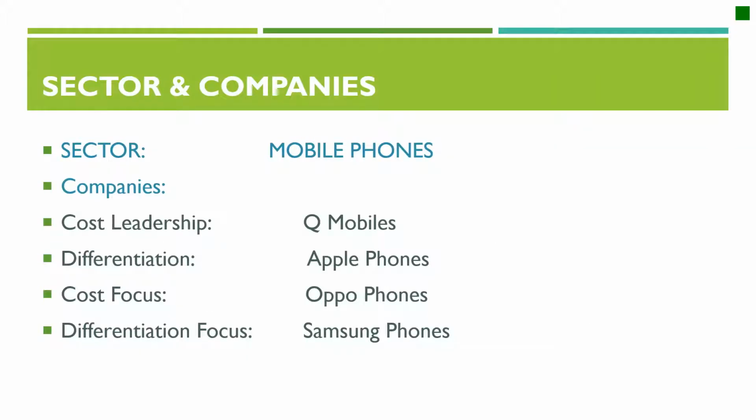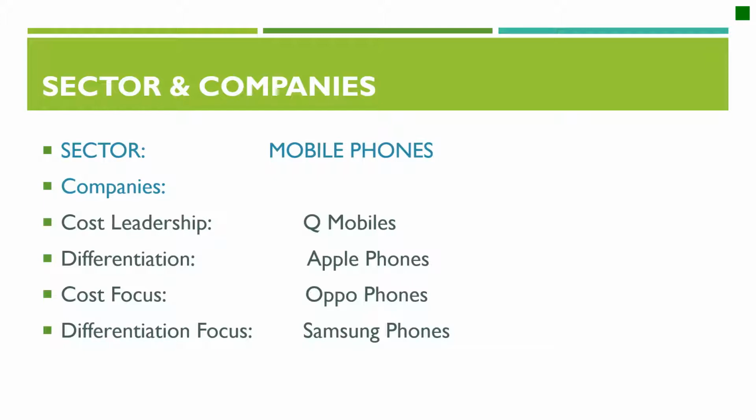So, coming to the sector and companies. What I have done here is I have selected the sector of mobile phones, and the companies which I am selecting here are Q Mobile, Apple phones, Oppo phones, and Samsung phones. So first of all, we are looking towards cost leadership.